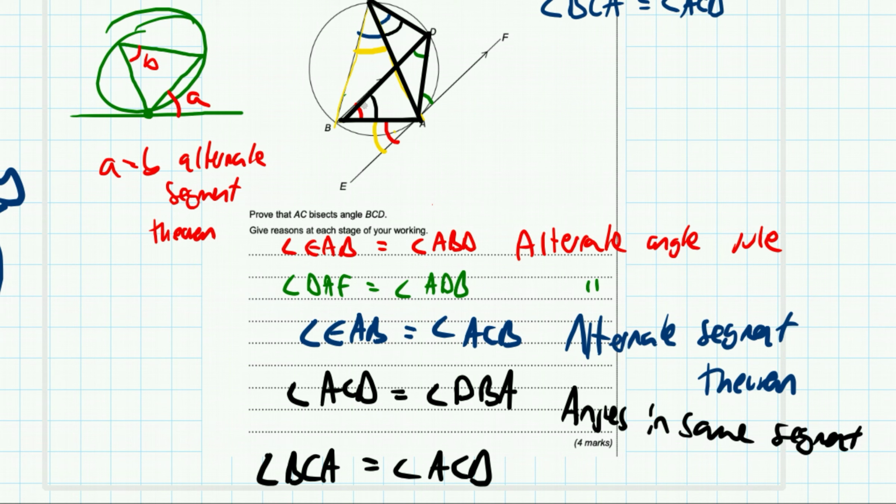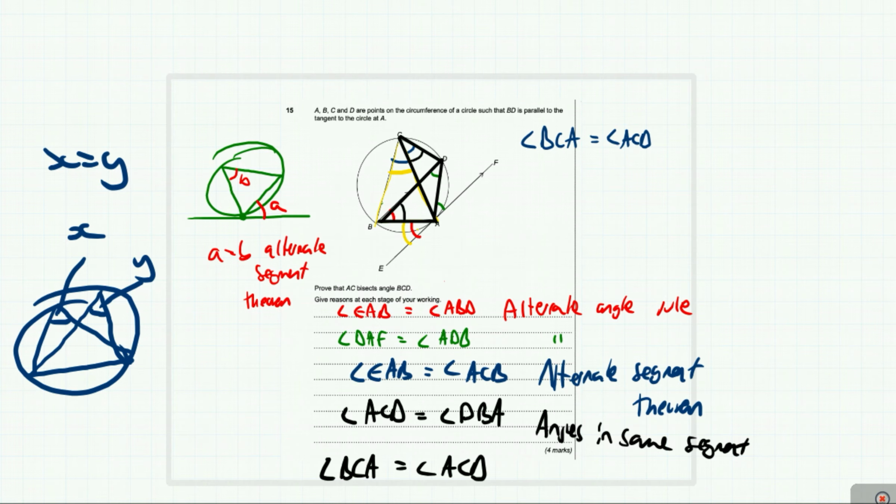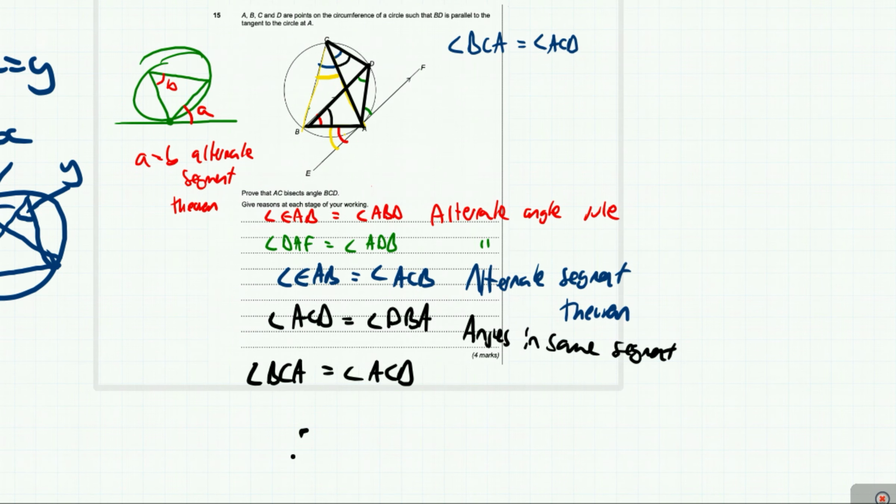We know that EAB is equal to DBA and also equal to BCA. So we know that this angle here is equal to that one, but it's also equal to this one, and this one has been proven equal to ACD. Notice that we didn't use this one in our answer. It doesn't matter if you have an extra proof, if you're not sure. But that gives your answer. So therefore, AC bisects angle BCD.